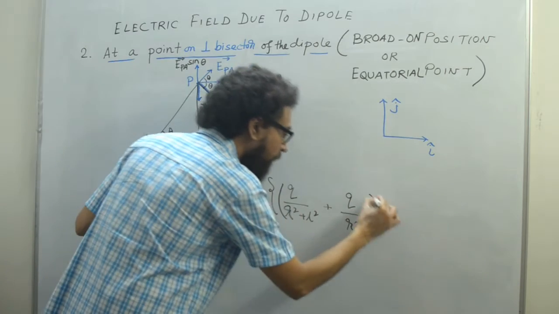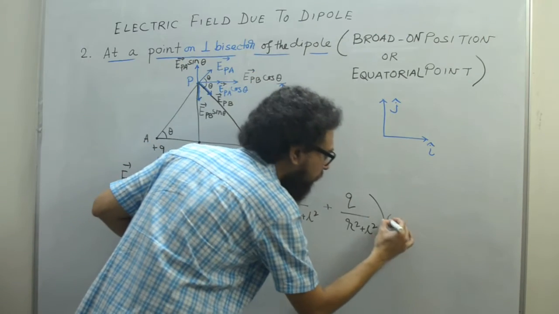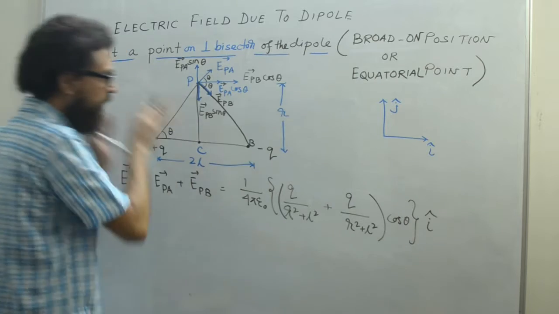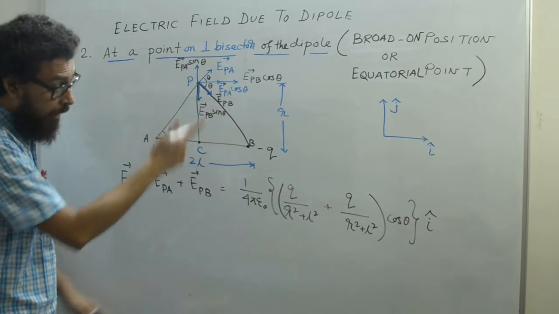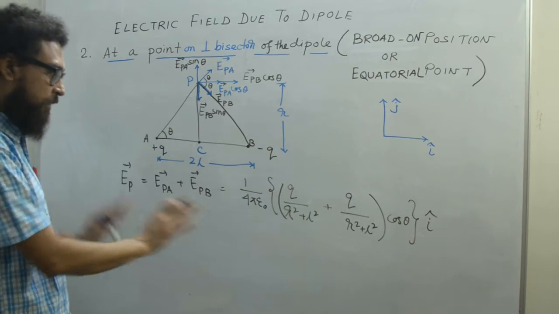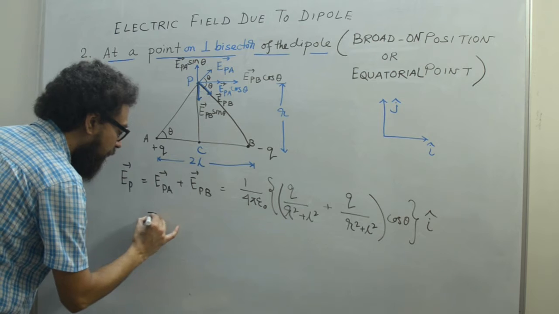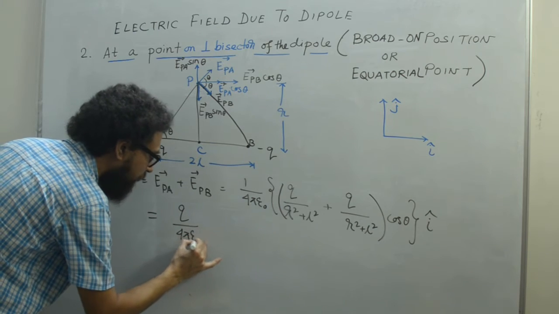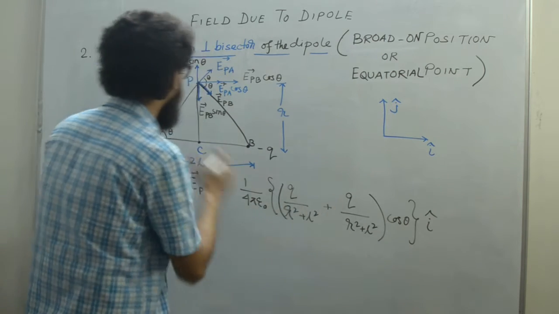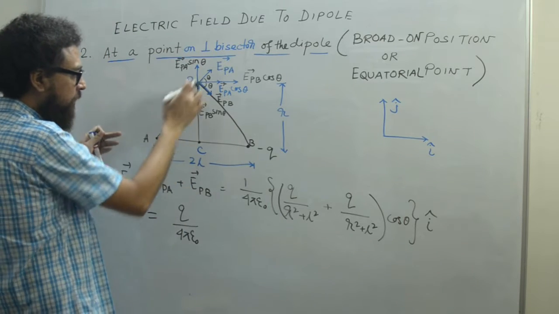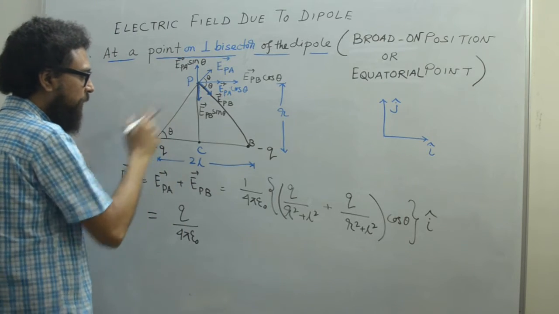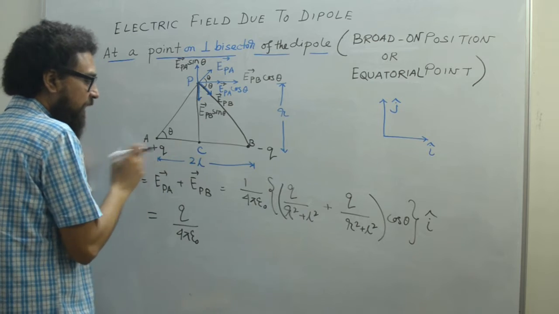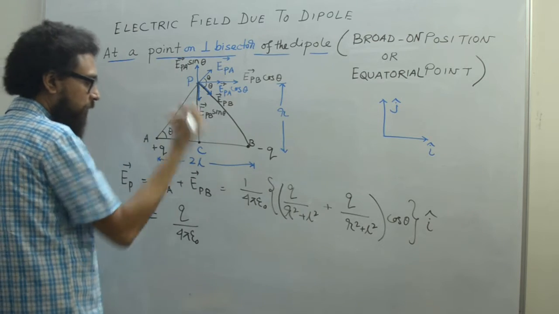So we'll write cos theta, bracket close, and i cap, because both are in the direction of i cap. Is this clear? Very good. So now let me resolve it further. Q by 4 pi epsilon naught, and cos theta, you can understand, here is theta, you can have this right angle triangle PAC. So cos theta is base, which is AC, that is L by hypotenuse.